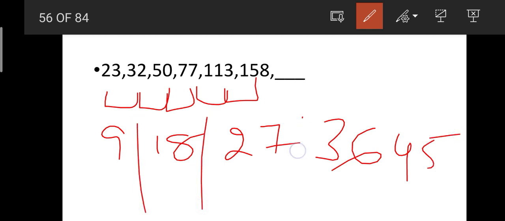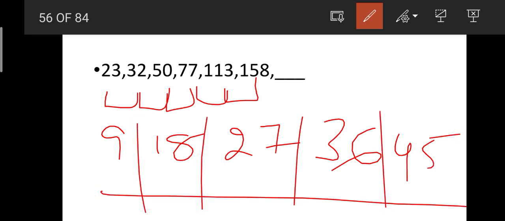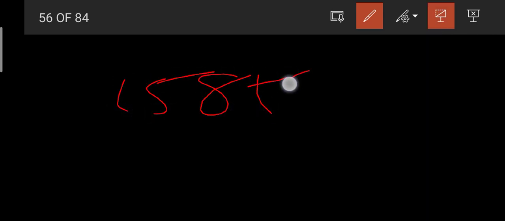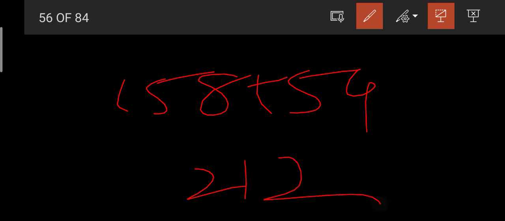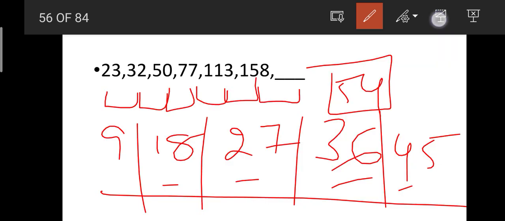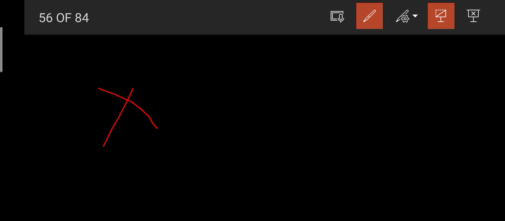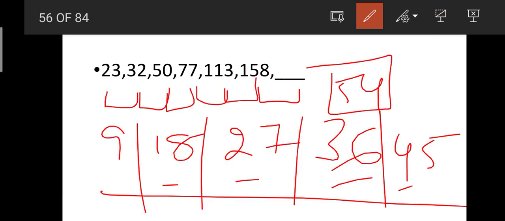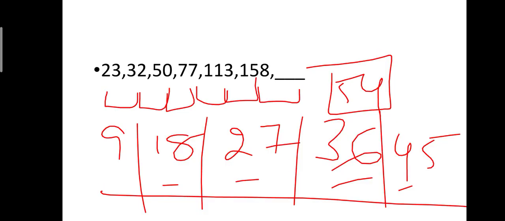Now if you observe the difference here, they are just the multiples of 9. 9 ones are 9, 9 twos are 18, 9 threes are 27, 9 fours are 36, 9 fives are 45. And to get our answer, the difference between our answer and 158 should be 9 sixes are 54, the next number we should take. Okay, if we add 54 to 158, then our answer will be 212. Okay, this is a very simple logic, nothing but they are taking the multiples of 9. Okay friends, this is a very simple question. Now we will move to our next question.